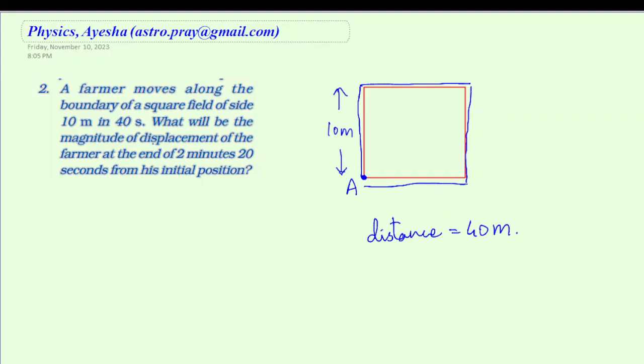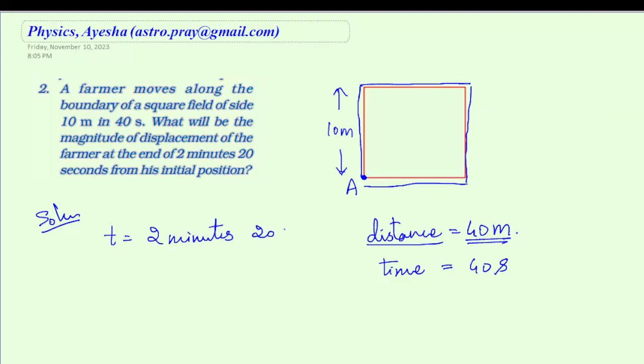Okay. Now, how long does he take to complete this 40 meters? He takes 40 seconds, right? So the time he takes is 40 seconds. Now, calculate what is the distance he can travel in 2 minutes 20 seconds. Okay? So let's find out what is the time. T is equal to 2 minutes 20 seconds.